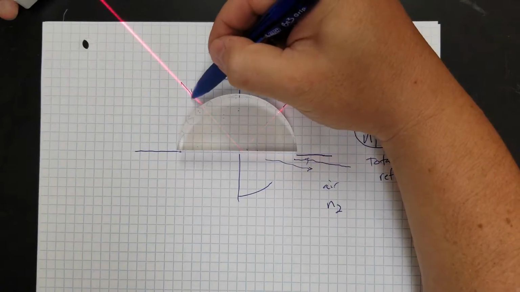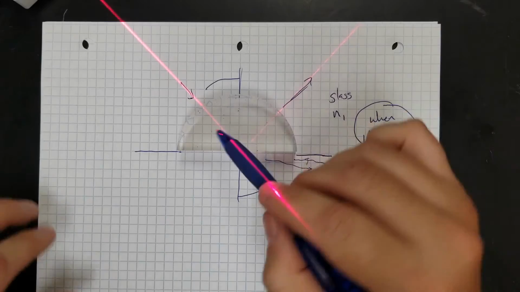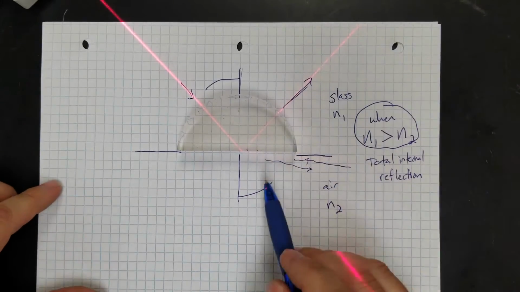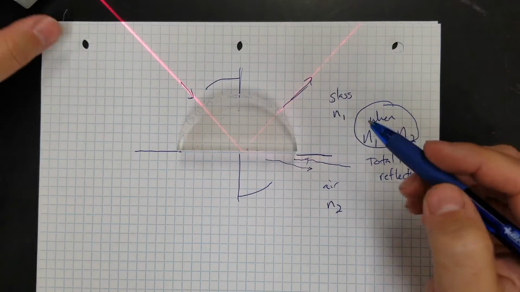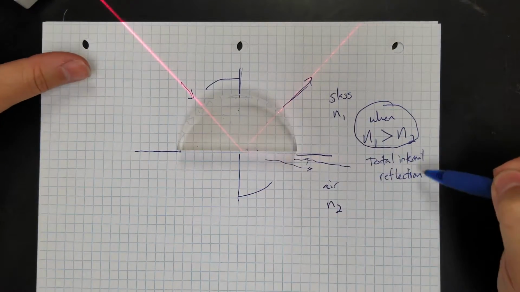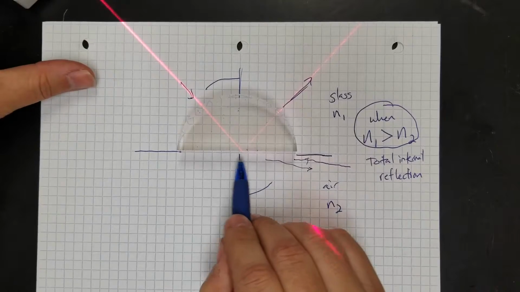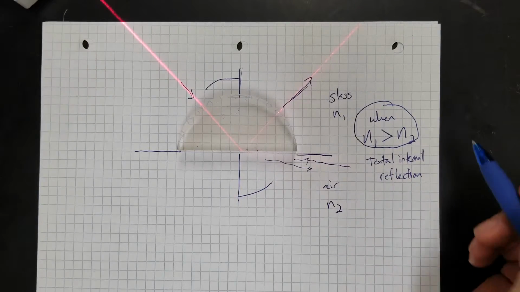Look at that. It's just like a mirror. You can see the angle coming in is the same as the angle coming out. And there's no light coming out down here. It's not like some of it's refracted and some of it's reflected. This is total internal reflection. It's acting as if this surface back here is a mirror.